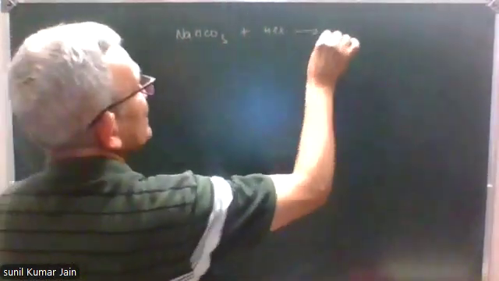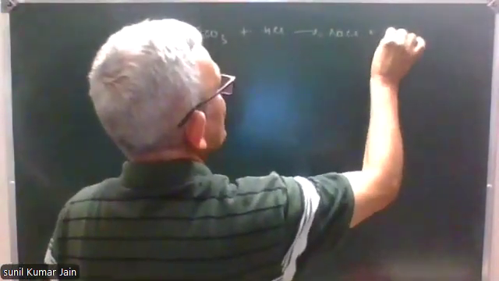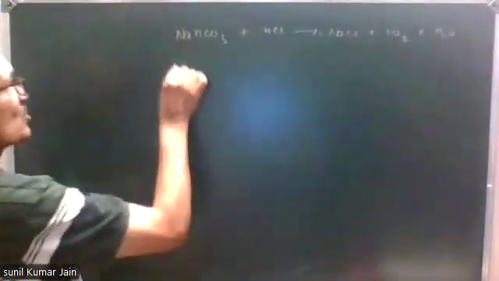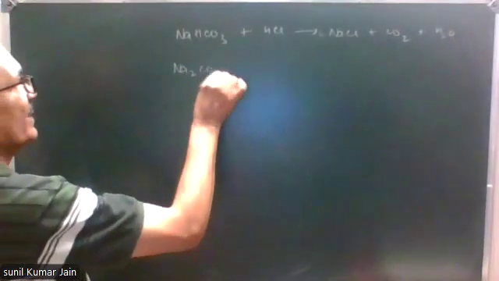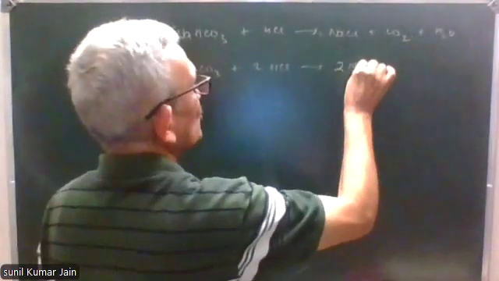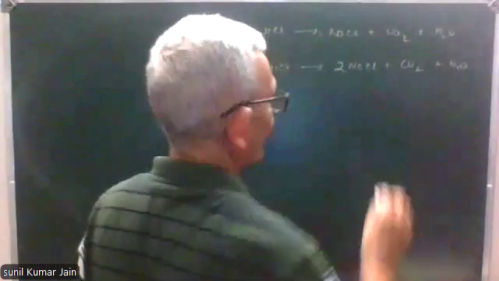There are two reactions involved. First, let me write these equations, then I'll explain. Sodium bicarbonate plus HCl gives sodium chloride plus CO2 plus water. Second is sodium carbonate plus 2HCl gives 2NaCl plus CO2 plus water.